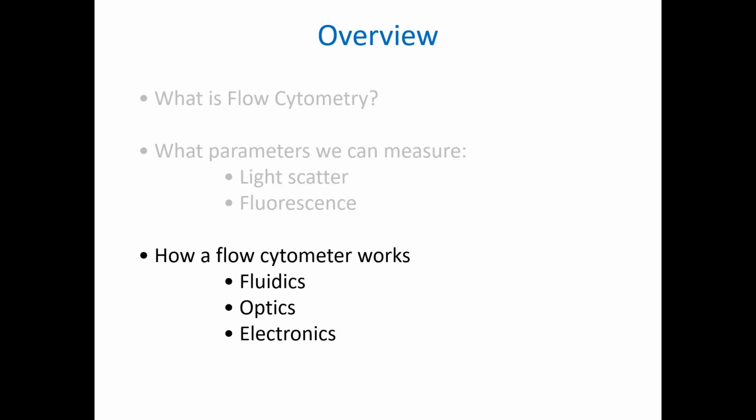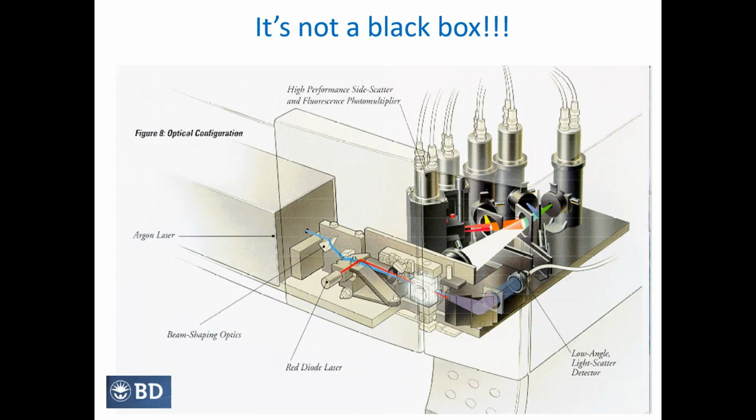Now let's take a walk through the inside of a flow cytometer and see how it works. It's not a black box. It's important to understand how an instrument functions so that you can generate good, reliable, and reproducible data. The quality of your data will be dependent on how well you know your instrument and how well you set up your experiments to make the best use of it.